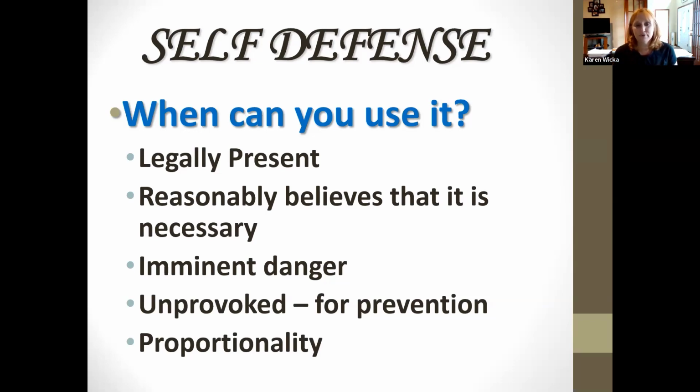It has to be unprovoked. If you are claiming self-defense, you cannot be the one that started it. You're using it to prevent somebody else from harming you. You cannot be what we call the initial aggressor. You can't be the one that actually started it in the first place. If you started it or provoked it, then you lose your ability to claim self-defense. And the last thing is it has to be proportionate. You have to use a proportionate amount of force compared to the force used against you.